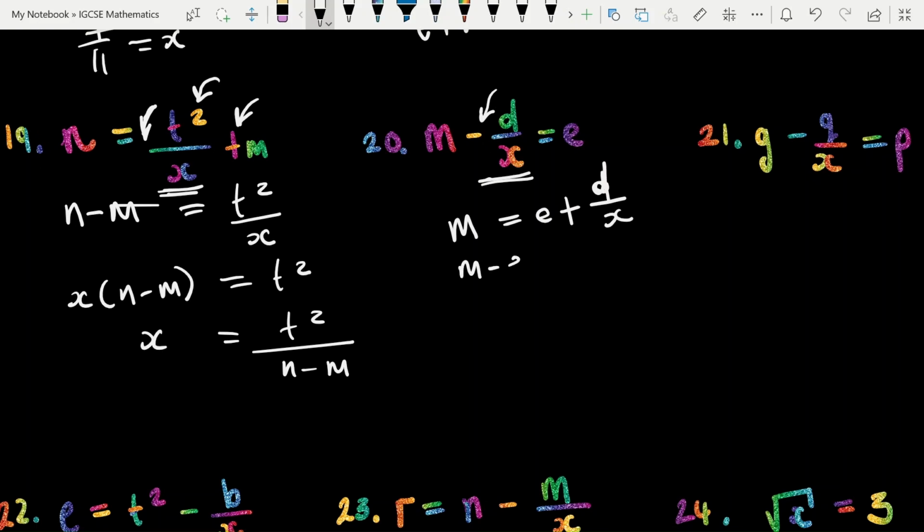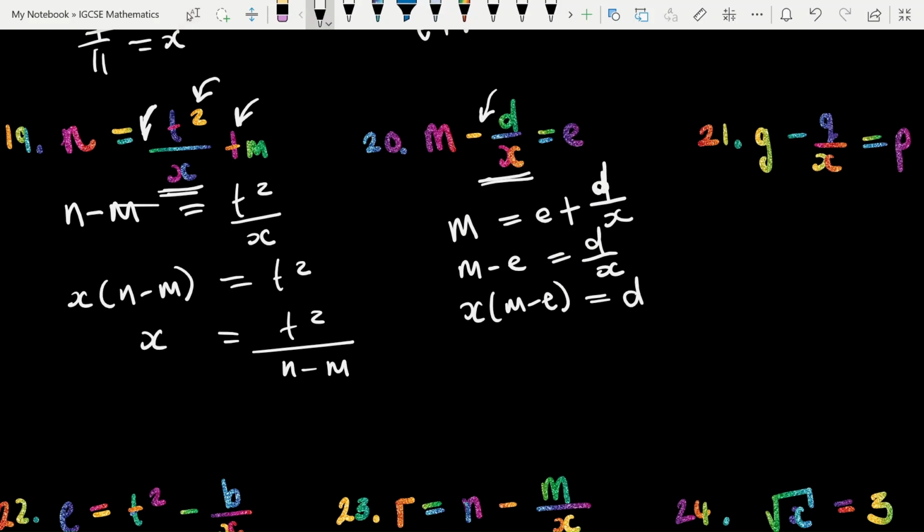So m minus e is equal to d over x. Now, when it's like this, I can break my fraction. How do you break the fraction, sir? By taking the denominator, the number at the bottom. The one at the top of the fraction is the numerator. The denominator is x, the one at the bottom. We take it to the other side. So x will now multiply m minus e, and it will be equal to d.